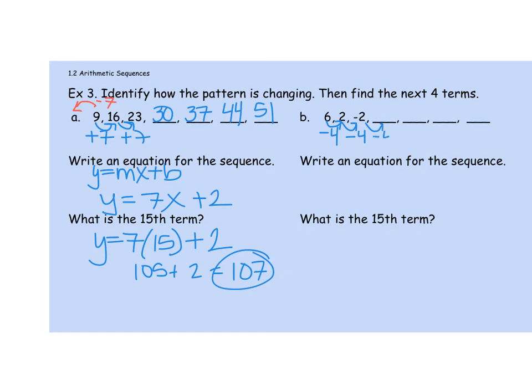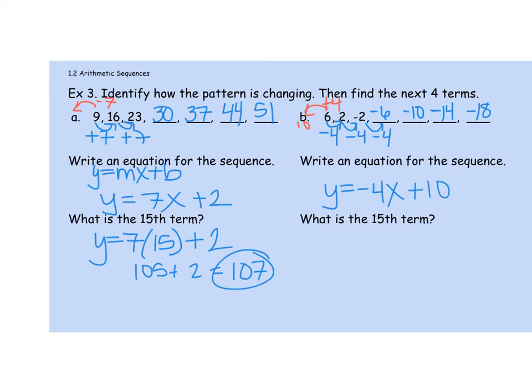Here we go with some negatives. Y'all ready? Negative 2 minus 4 is negative 6. You're going down 4. Go down 4 more, negative 10. Down 4 more, negative 14, and then negative 18. Okay? So I see the negative 4 as my slope. But what's that y-intercept? Well, if I go backwards, I'm going to add 4. Right? So my y-intercept is 10. 6 plus 4, 10. So it'd be negative 4x plus 10.